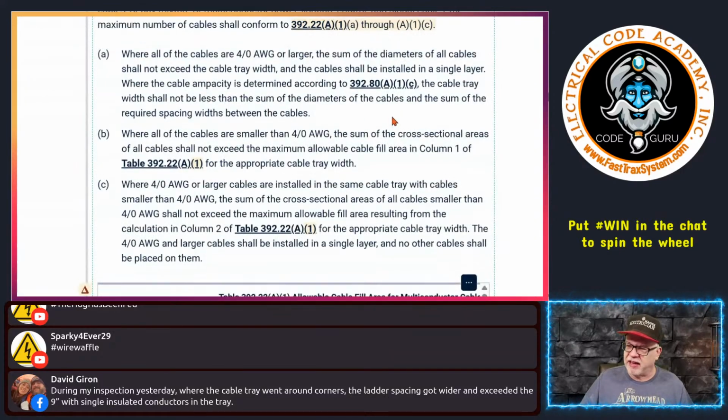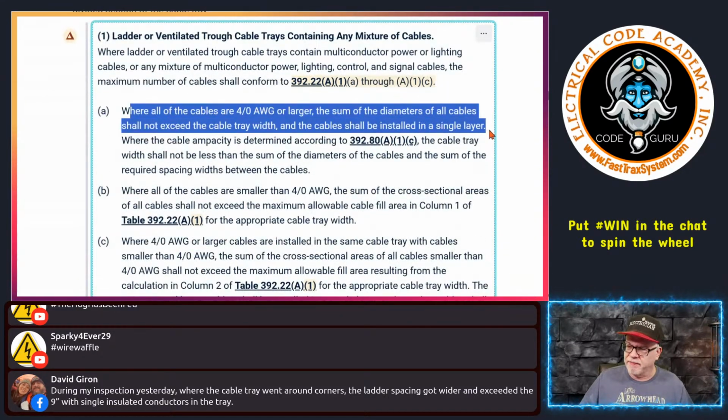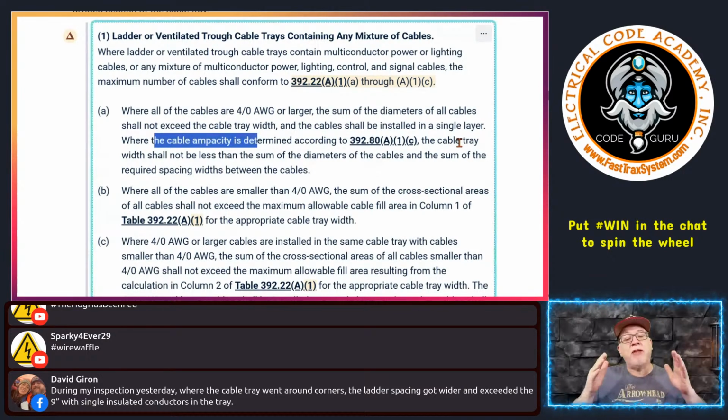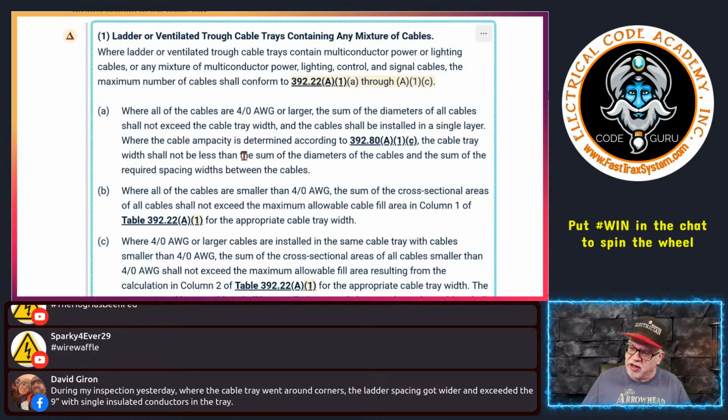So again, right here, it says it has to be installed in a single layer. And you'll have general rules for ampacity that you'll see in 392.80 general. But here it says, however, if you do install it this way, with that spacing between the cables, and you're using the ampacity that you're going to calculate based on laying them out that way in a tray, then the width of the tray has to be different. The tray itself shall not be less than the sum of the diameters of the cables and the sum of that required space in between the cables.